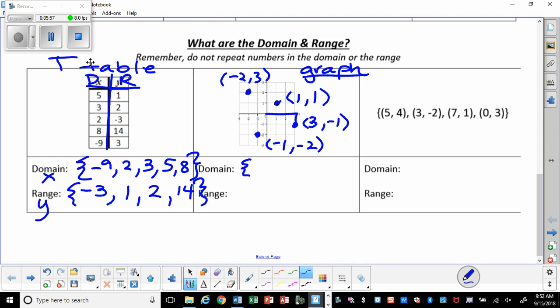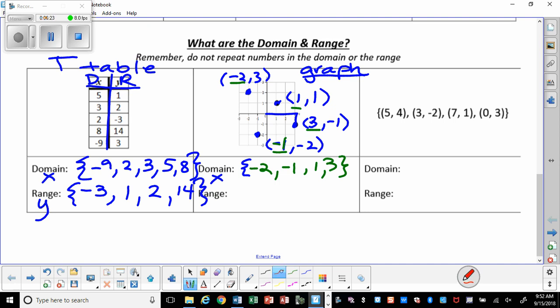All right, the domain is the x values. So I've got -2, and again, I'm going to go small to big. So -2, -1, 1, and 3. I'll put commas in between. So that's the domain. Those are my input values.